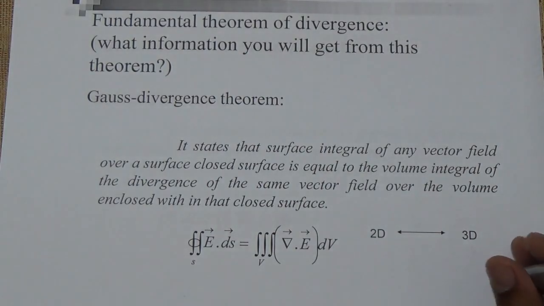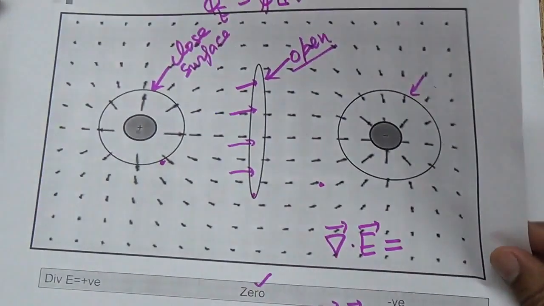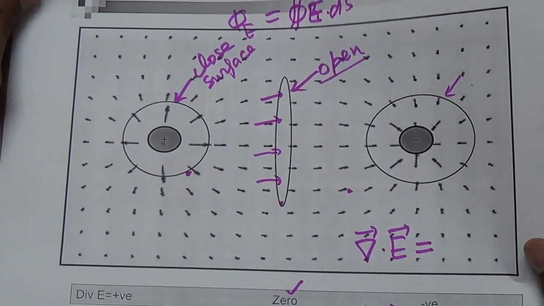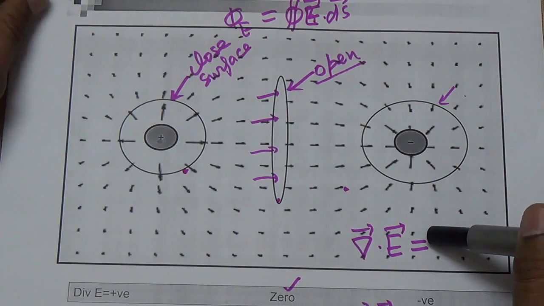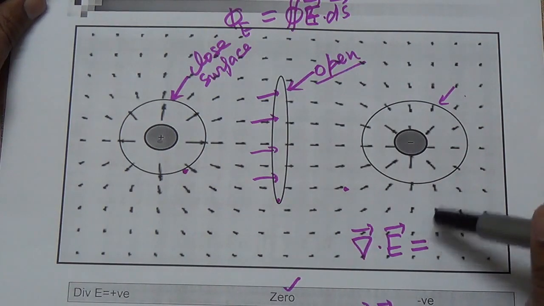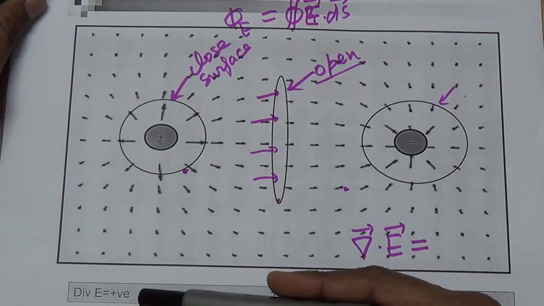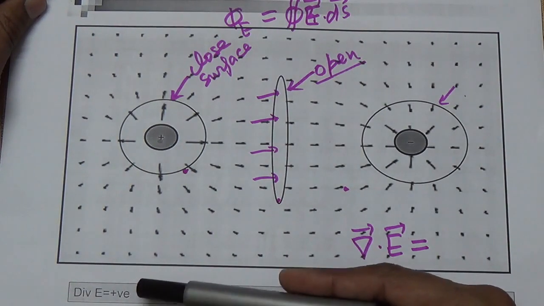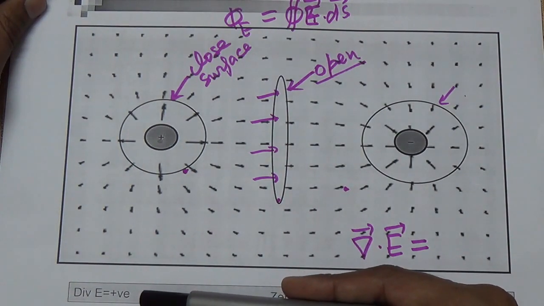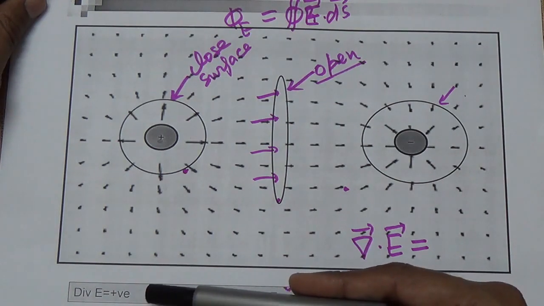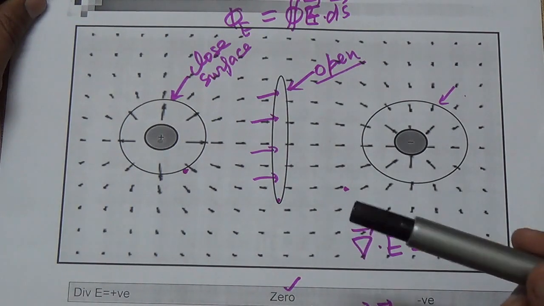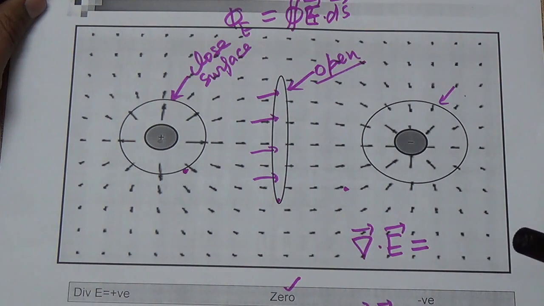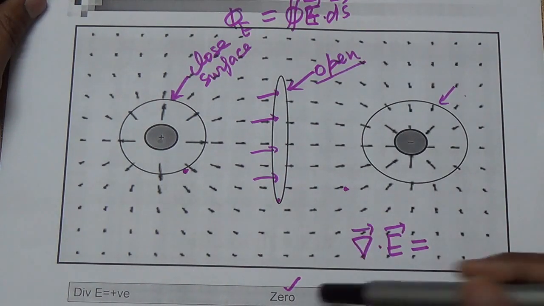Then after that we discussed the divergence. If we take the divergence of any vector field, what do we get as a result? The divergence of any vector field is a scalar, that means a magnitude only, and the magnitude could be 0, positive or negative. So what is the meaning when we get the result positive, 0 or negative?